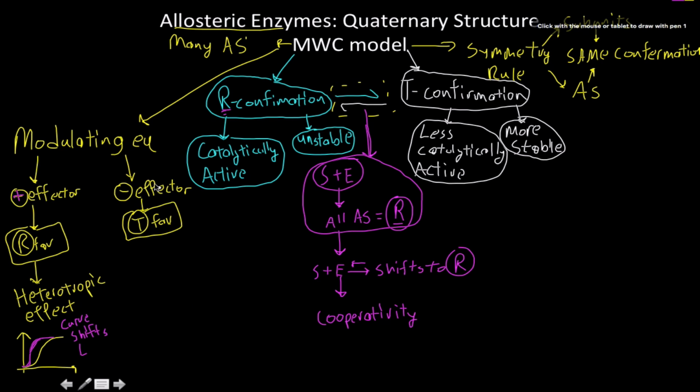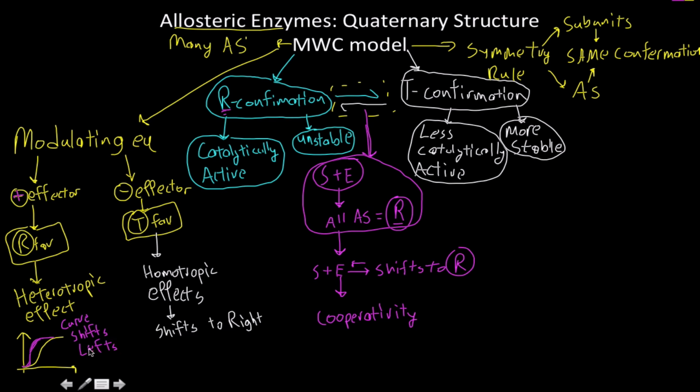And then I'll do the T ones in white. These have homotropic effects. What that means is homo, meaning same. So you get the same curve as you would for a regular enzyme. And then it's going to shift, as you can imagine, to the right. We're using so many substitutions and abbreviations, but anyways, this is what it's going to look like.